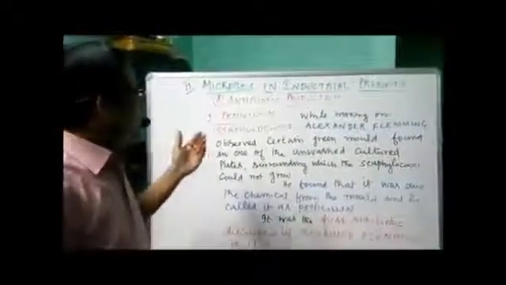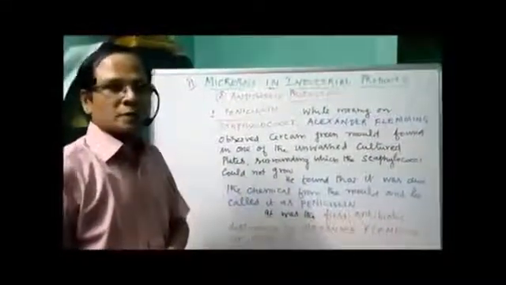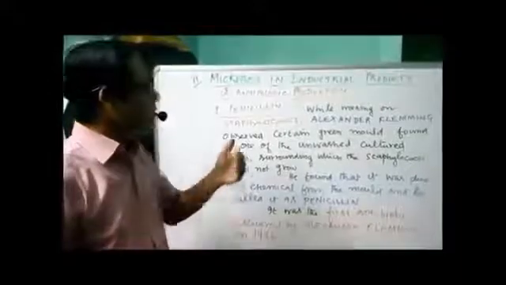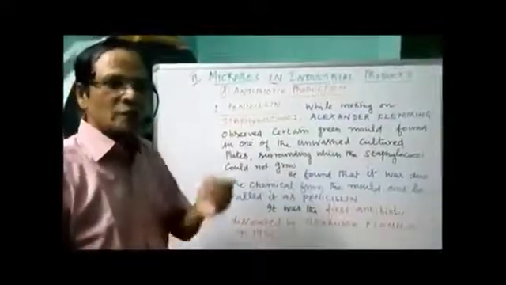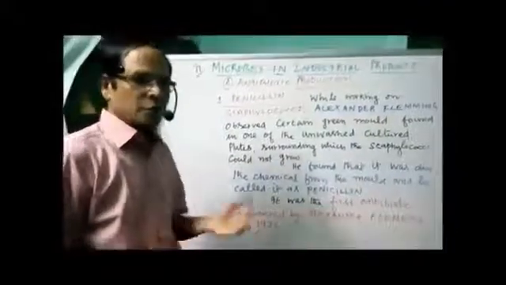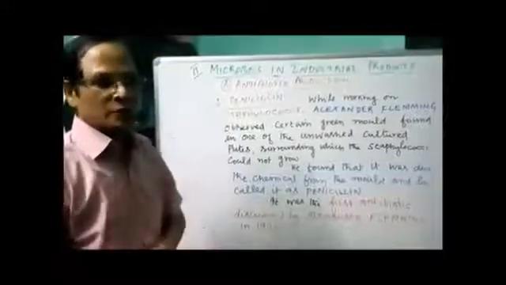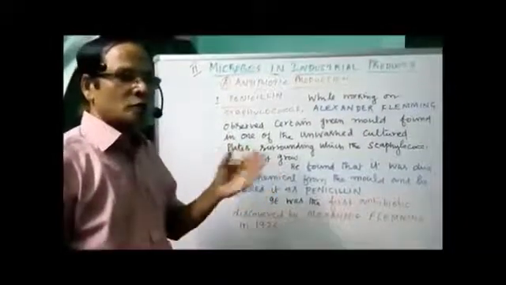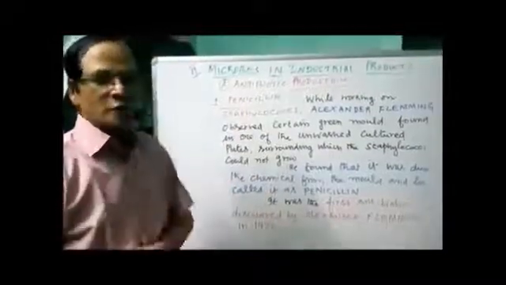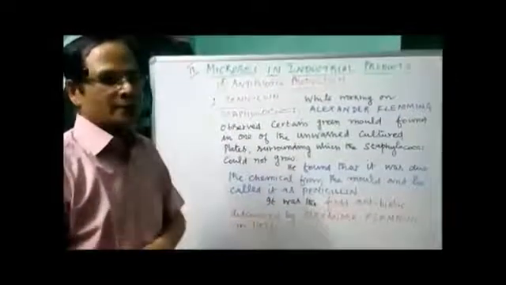While working on staphylococci, Alexander Fleming was trying to find the causative agent for pneumonia and how to cure it. But luckily he observed certain structures appear, and later found it was a chemical substance. Due to that, certain structures appeared in the cultured plate, and he called it penicillin.